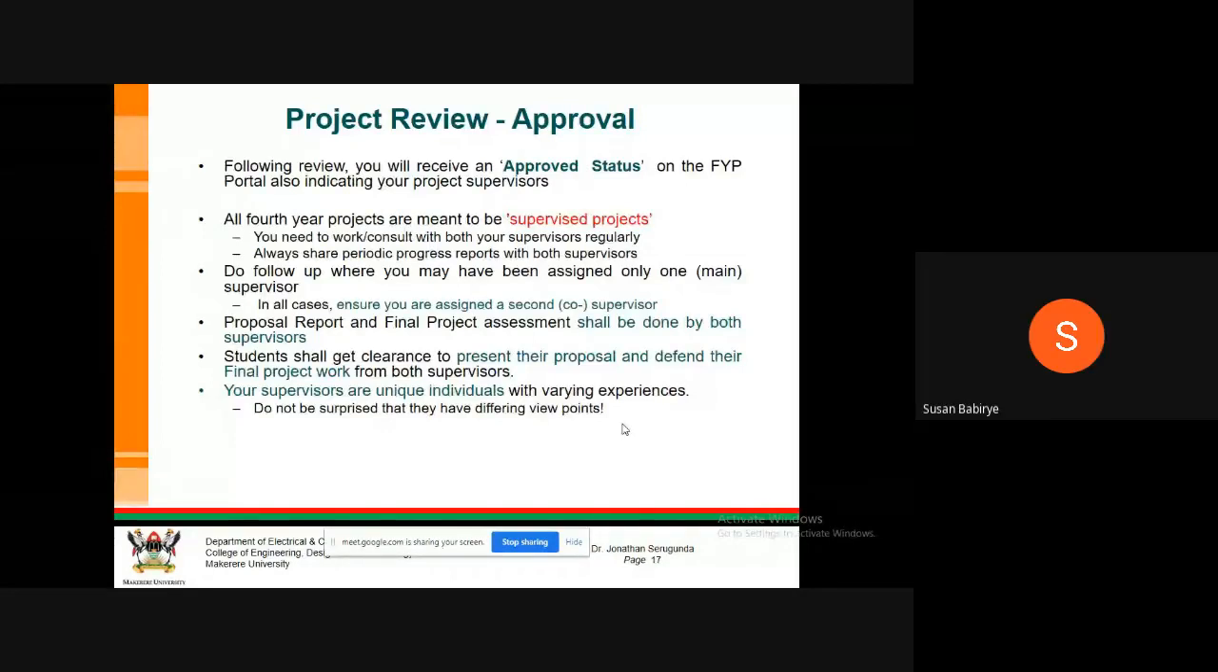Now, once you've submitted, the project should be approved. Now, it is important that once it is approved, you will consult with your supervisors. Whoever you've been assigned, make sure you consult them. Because at the proposal stage, you will need to indicate that you've worked with these supervisors. Otherwise, it creates a problem for a panel to be judging your work when you were not guided.